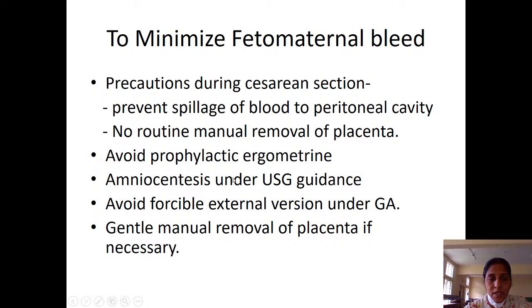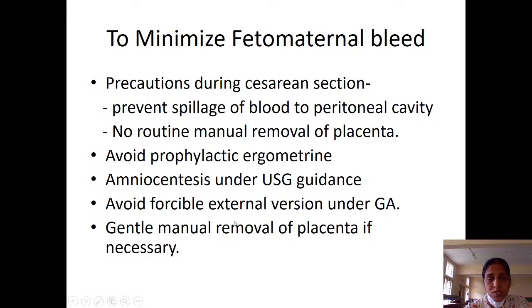And when we are doing any procedure like amniocentesis, do it under ultrasound guidance, so that the needle does not go into other places. There will be more failure rates if you are not using guidance. So to avoid that, use ultrasound guidance.